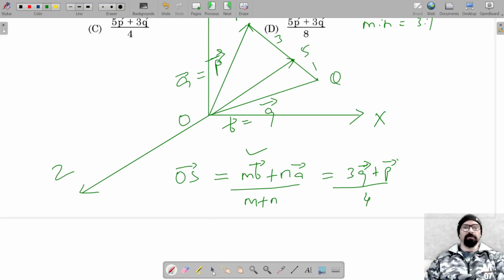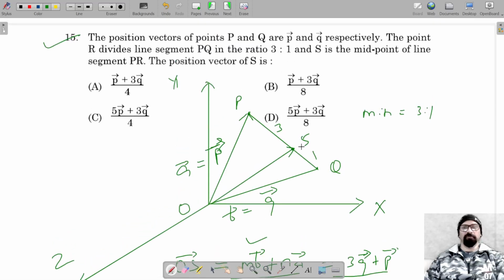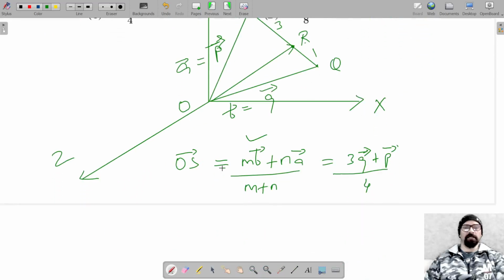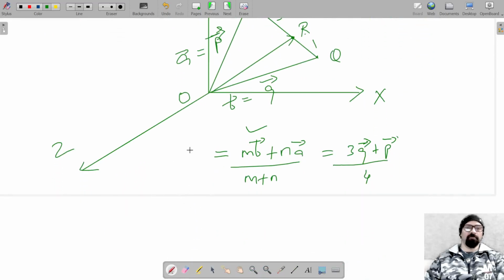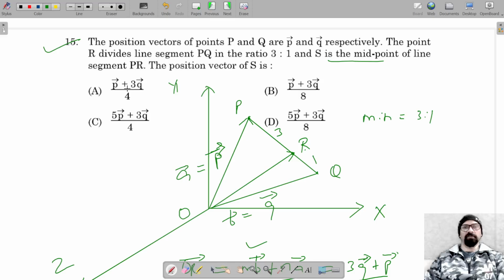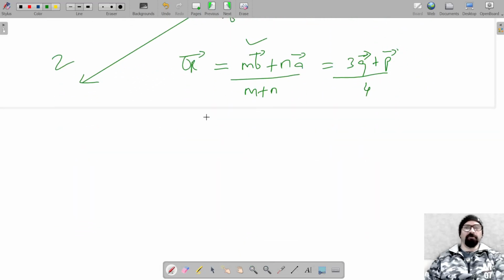Now, this was actually point R, sorry. This is actually point R. Now, S is the midpoint of the line segment joining PR. So there is a point S, which is the midpoint of PR, and we have to find the position vector of S.